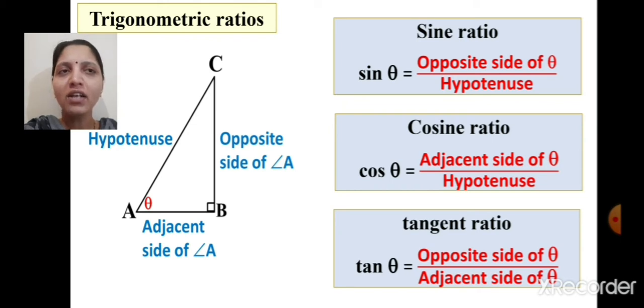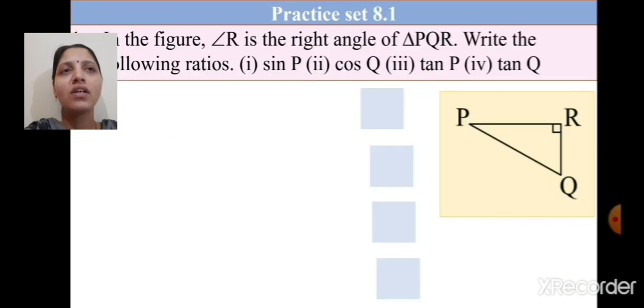So for that, which angle you have to consider? Whichever angle is given or whichever angle is considered as theta or alpha or beta, that angle you have to consider, and regarding that angle, whatever opposite side or adjacent side is there, according to that you have to write the ratios. Okay, now based on this, shall we start with the practice set?